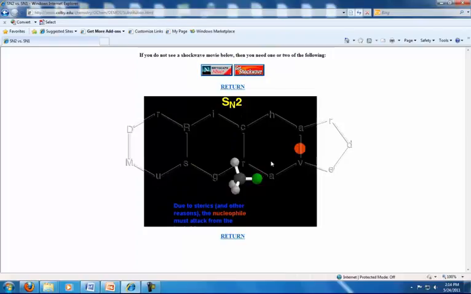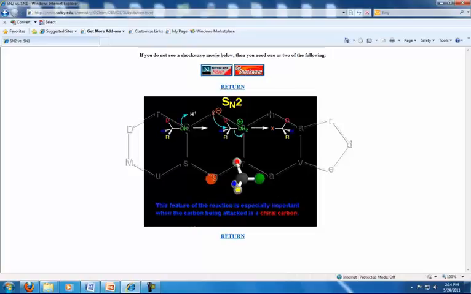Now let's look at why the nucleophile has to come in and attack from the back. See, if it tries to attack here, there's not enough room. So it comes in, attacks from the back, and the leaving group leaves at the same time as the nucleophile is attacking. Here we go again, see? Nucleophile comes in, joins on, leaving group leaves at the same time.